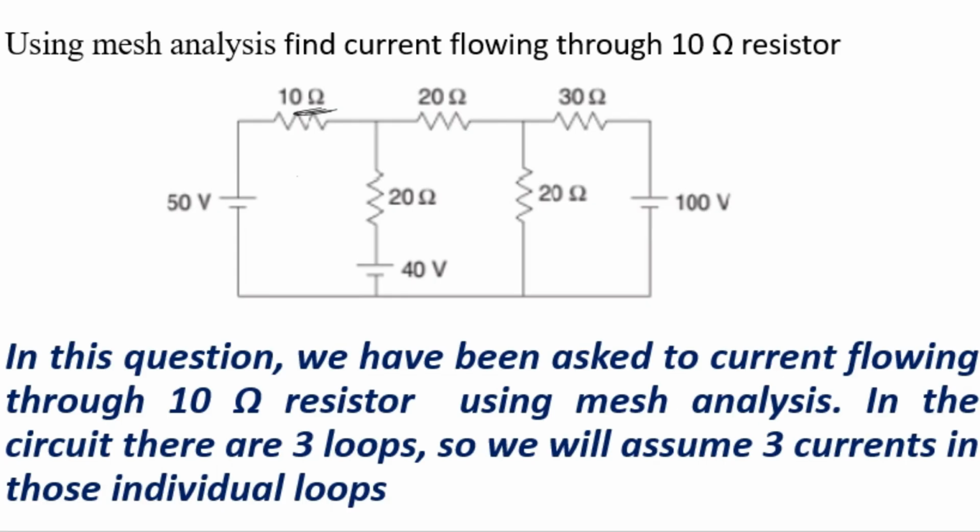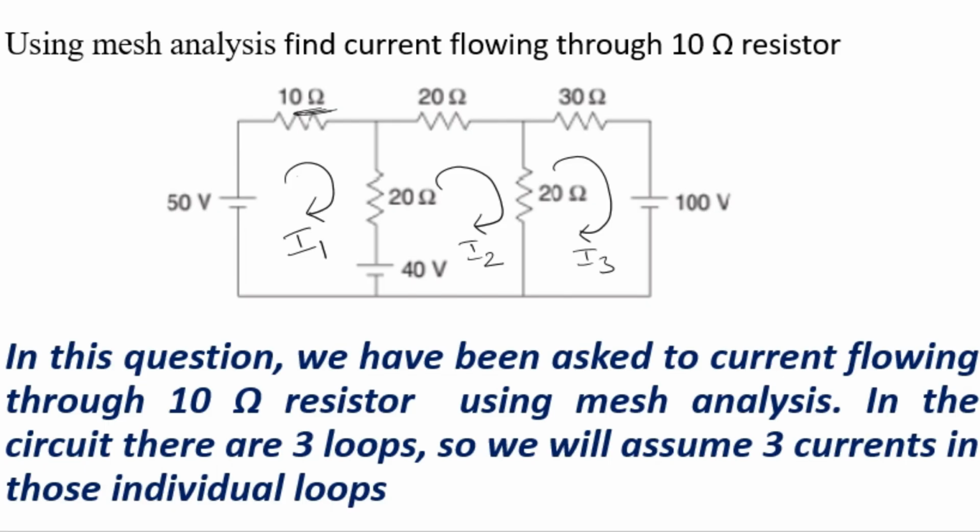By using mesh analysis, here we can observe there are 3 individual loops: first loop, second loop and third loop. In first loop, we will assume a current I1 in the clockwise direction. At the same time, in the second loop we will assume a current I2 in clockwise direction, as well as in third loop also we will assume a current I3.